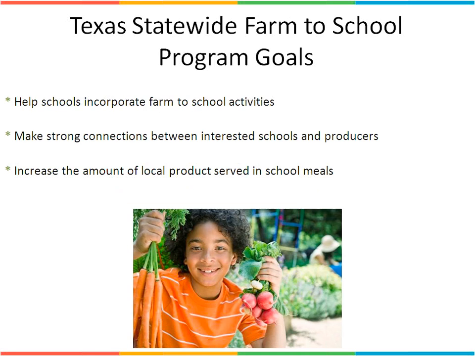At TDA, our goals can pretty well be boiled down into these bullet points. Help schools incorporate Farm to School activities, whether that be purchasing local product, starting a garden, or organizing a field trip to a farm, whatever works best for the district or campus. We can look at it either way. Making those strong connections between a school interested in purchasing local product and a producer interested in selling their product to a local school, with the overall goal of increasing the amount of local product that is served in our school meals.